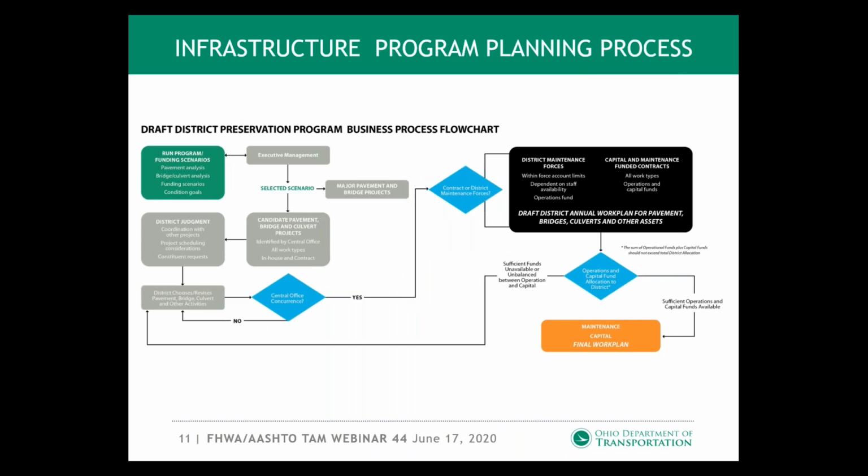This is just an example of our infrastructure program planning process. In ODOT's case, we concentrate on putting good data into the black box, which includes those PCR targets that I mentioned. Two work plans come out, capital and maintenance. We combine those into one collaborative plan.